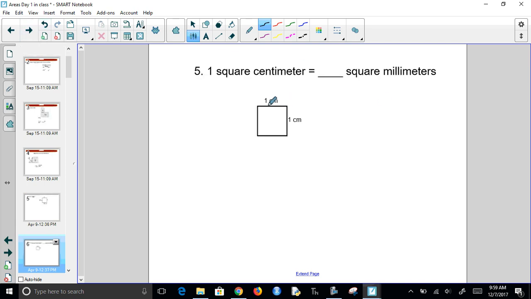Similarly, if I have 1 centimeter by 1 centimeter, hopefully a lot of you know that there's 10 millimeters in every 1 centimeter. So there's 100 square millimeters in 1 square centimeter. If you think about it, if I divide this into 10 lines this way and 10 lines this way, there'd be 100 little squares in there.